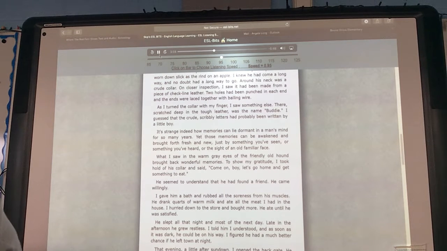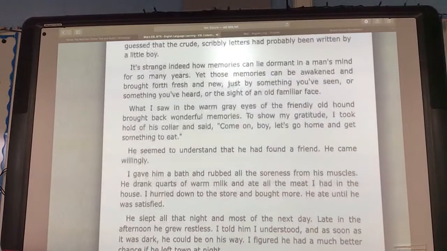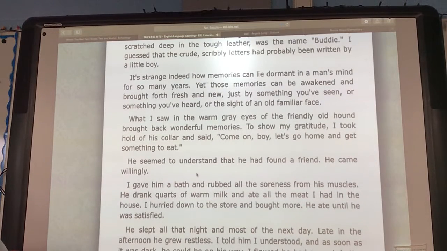Lie dormant in a man's mind for so many years, yet those memories can be awakened and brought forth fresh and new just by something you've seen or something you've heard or the sight of an old familiar face. What I saw in the warm gray eyes of the friendly old hound brought back wonderful memories. To show my gratitude, I took hold of his collar and said, "Come on, boy, let's go home and get something to eat." He seemed to understand that he had found a friend.